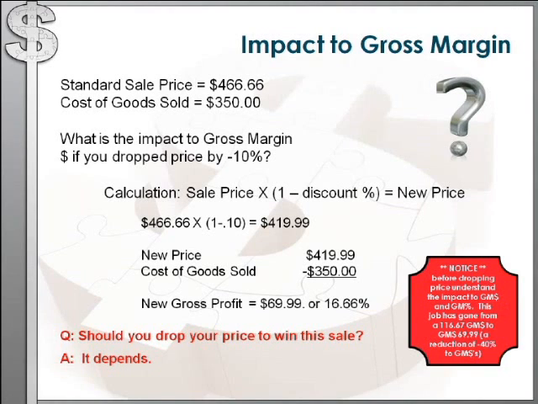Just a quick comment from Jeff Mick. He says, you always really want to focus on the margin dollars. Dollars are what you put into the bank, not percentages. However, in this case, you've just lowered your gross margin dollars from $116.67 to $69.99. That's a 40% reduction in gross margin dollars by dropping your price 10%. That's significant.